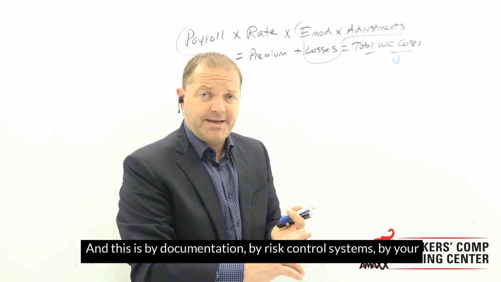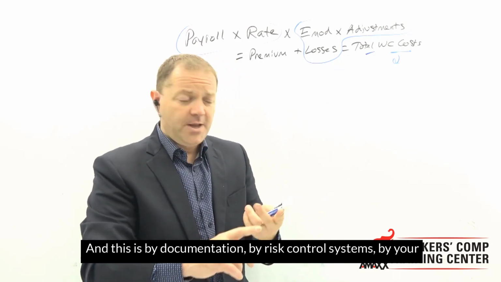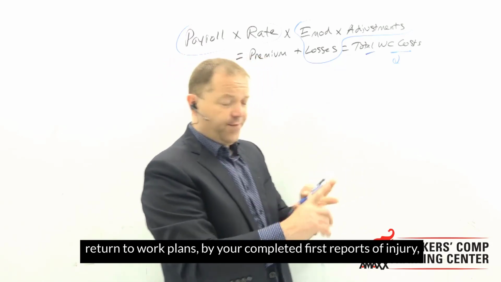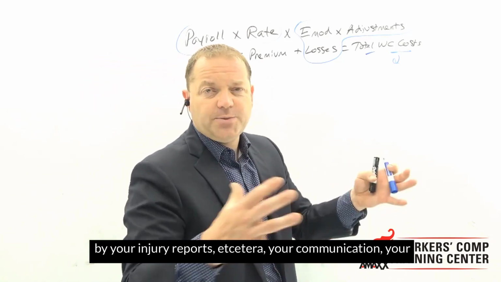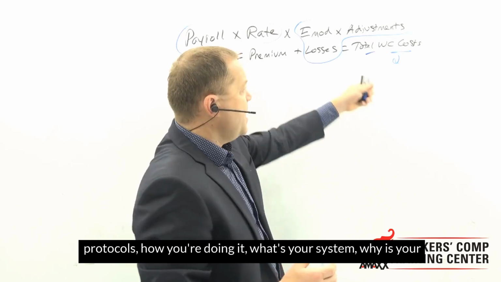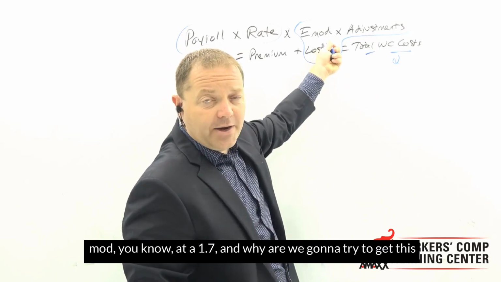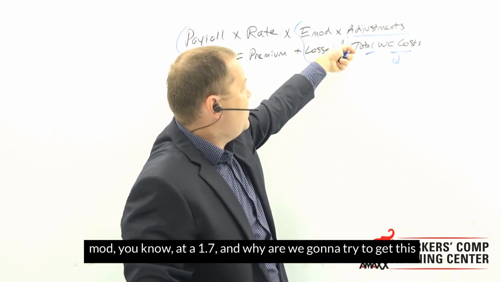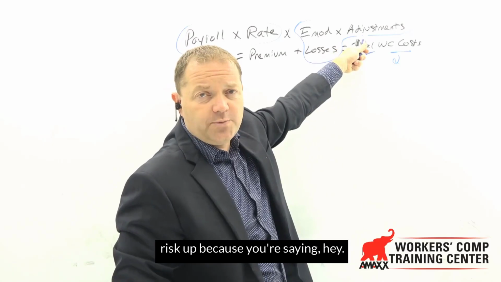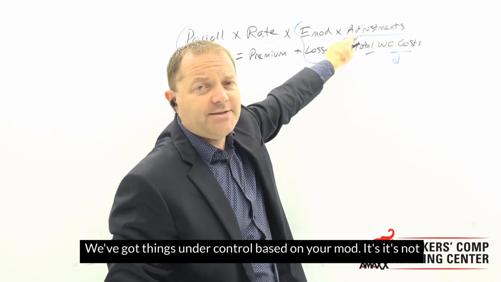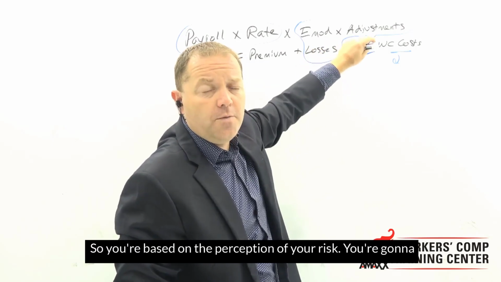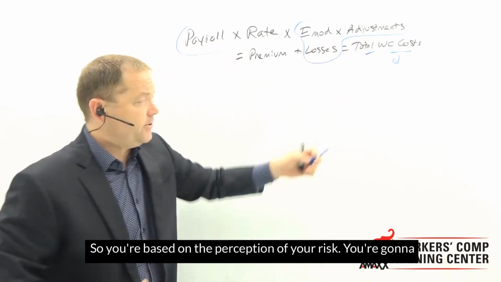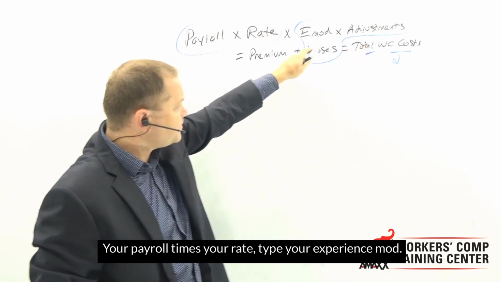And this is by documentation, by risk control systems, by your return to work plans, by your completed first reports of injury, by your injury reports, etc., your communication, your protocols, how you're doing it, what's your system, why is your mod at a 1.7, and why are we going to try to get this risk down? Because you're saying, hey, we've got things under control. Based on your mod, it's not showing me that you do. So based on the perception of your risk, you can have some of these premium adjustments.